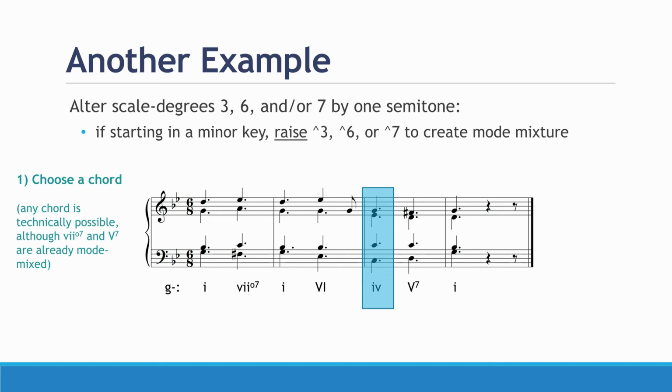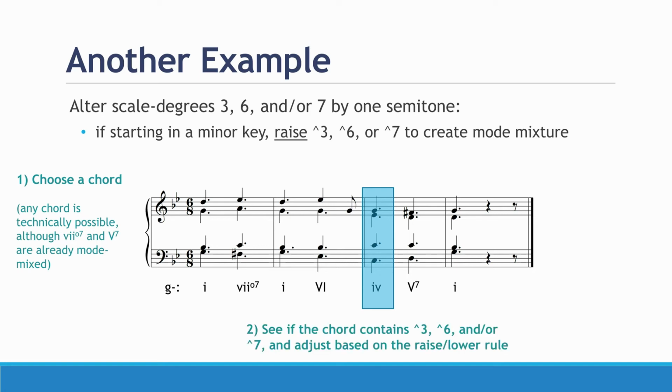At this point, either think of it as using the accidentals of G major, so I would cancel out the key signature accidentals and add an F sharp, or I can think of it using the scale degree way. I can see if my chord contains scale degrees 3, 6, or 7. And in this case, raise those notes a semitone according to our rule.